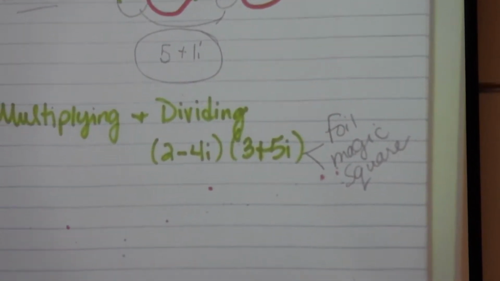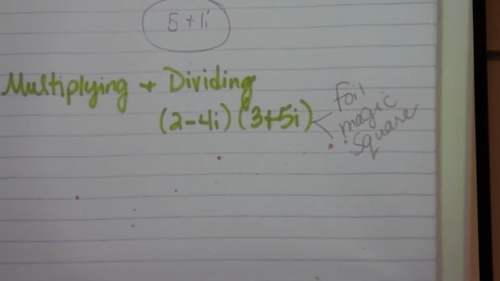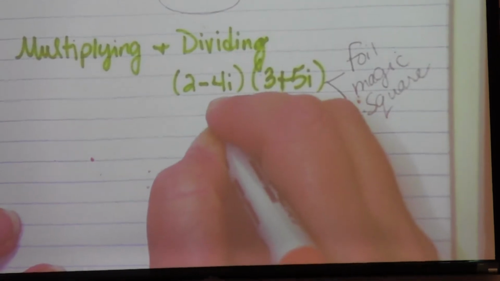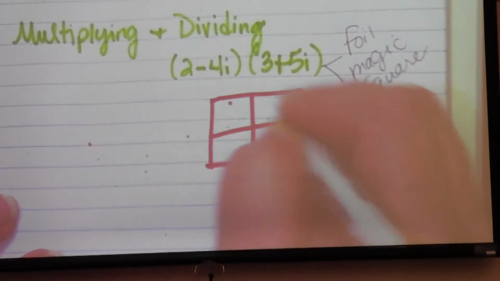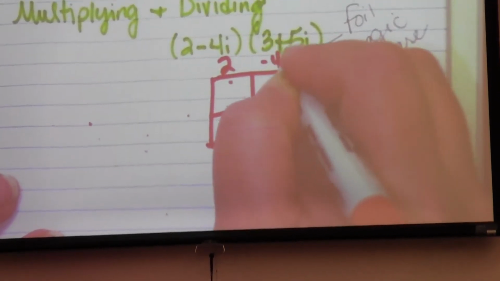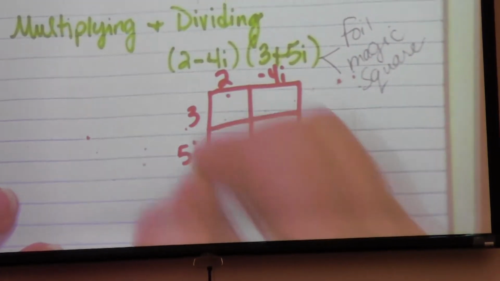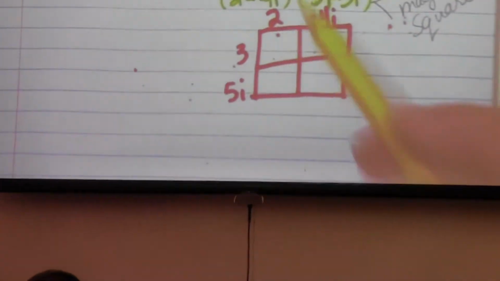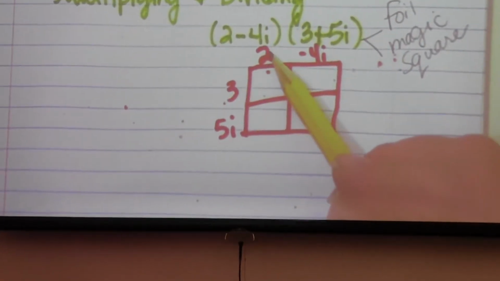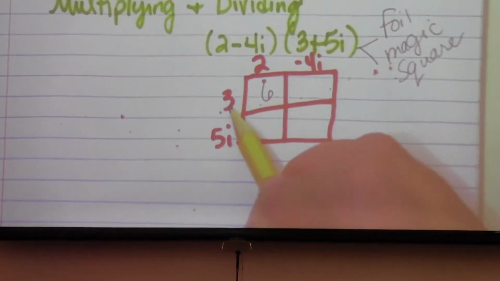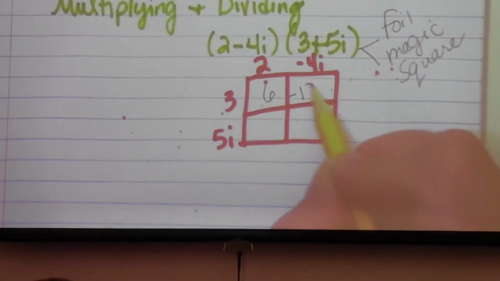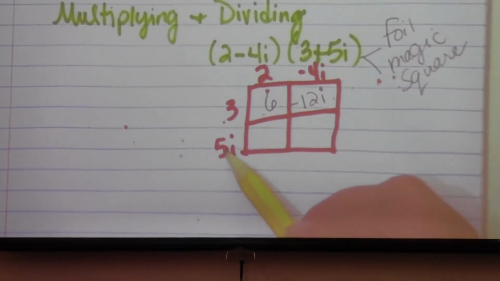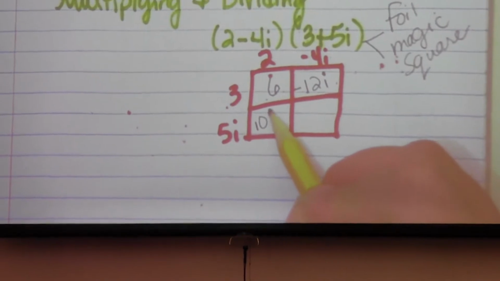So if we were going to do that using our magic square, just like we did a minute ago with our x's, and part of the reason we went over that, we'd have 2 and negative 4i, and we'd have 3 and positive 5i. When we multiplied, we do just like we did before. So we have 3 times 2, we'd get 6. 3 times negative 4 is negative 12i, just like if that was an x or a q or any other letter. 5 times 2 is 10i.